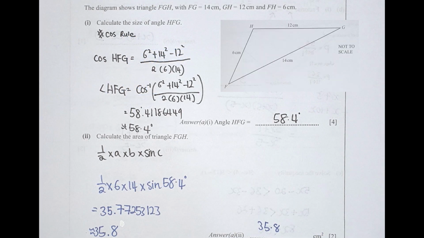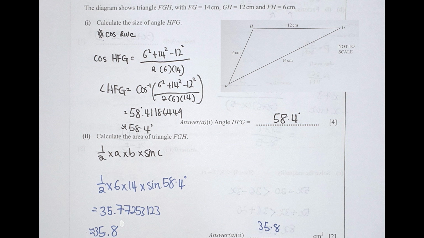In question 4a, to calculate the size of angle HFG, I will be using the cosine rule because all three sides have been given to you. So by substituting into the respective positions, you will get a final result of 58.4 degrees.